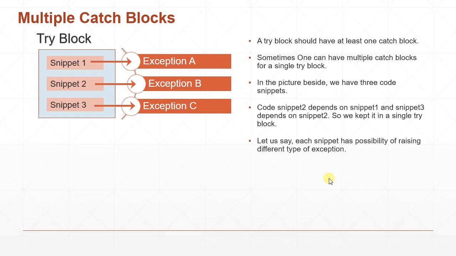In the previous video we already saw that if an exception is raised in code snippet 1, then the code flow moves to the catch block, not executing snippet 2 and snippet 3. This is the reason why we kept all snippets in one single try block. But the fact here is these snippets can raise different types of exceptions. So now we will end up with multiple catch blocks.